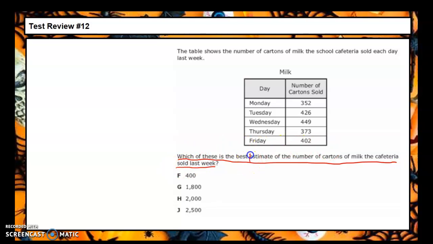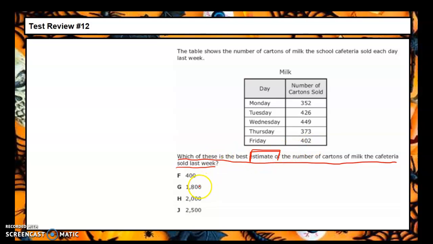Well, guys, I see the word estimate, which means I'm rounding. And an estimate of the number of cartons that they sold last week, that would include all of them, which means I'm finding a total and I'm going to be adding them up. But I'm going to round them first and then I will add them up because that's going to be so much easier.